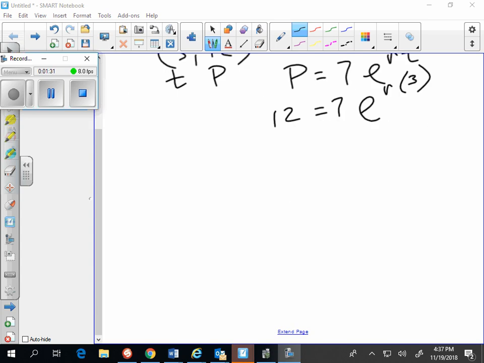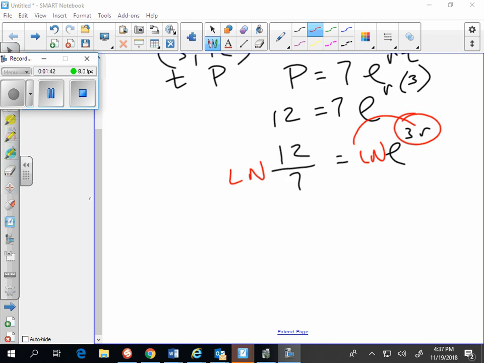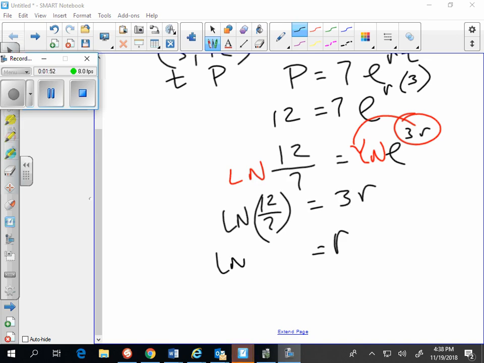Well, I'll divide both sides by 7, and I get 12 over 7 equals e to the 3r. Then I'll take the ln of both sides and bring down this power with the power rule. And so I'll have ln of 12 over 7 equals 3r. And so r would equal ln of 12 over 7 divided by 3.